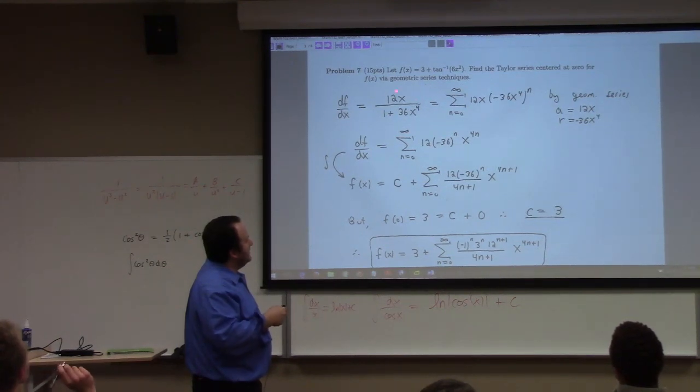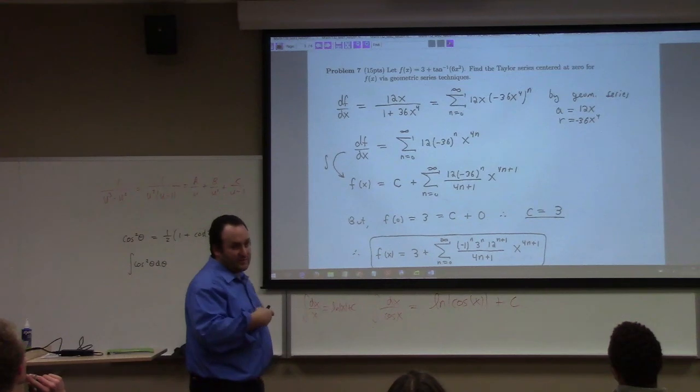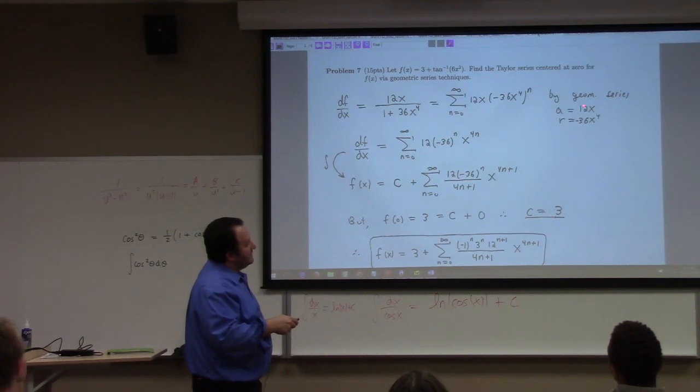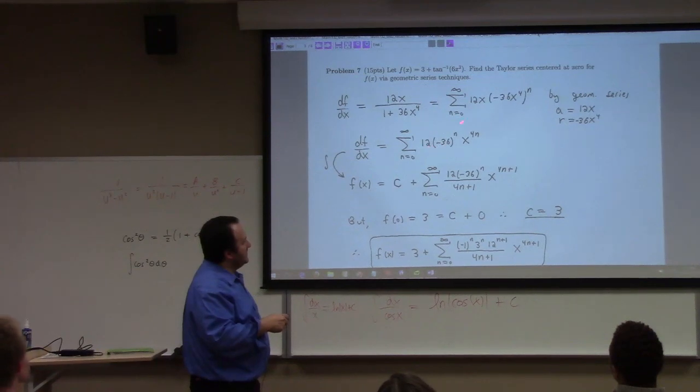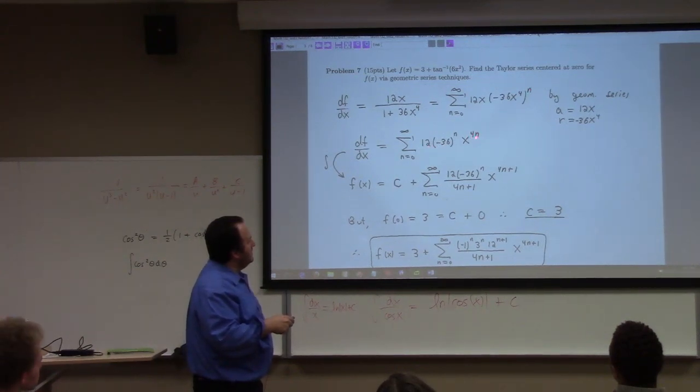But this is resembling the a over 1 minus r formula, right? So I can look at this with a equals 12x and r equals minus 36x to the 4th. The geometric series converts that to that. Now you got to clean it up before you integrate, though, so be careful. So 12 times minus 36 to the n, and oh man, that's supposed to be 4n plus 1. 4n plus 1 here. And so that should be a 4n plus 2, right?